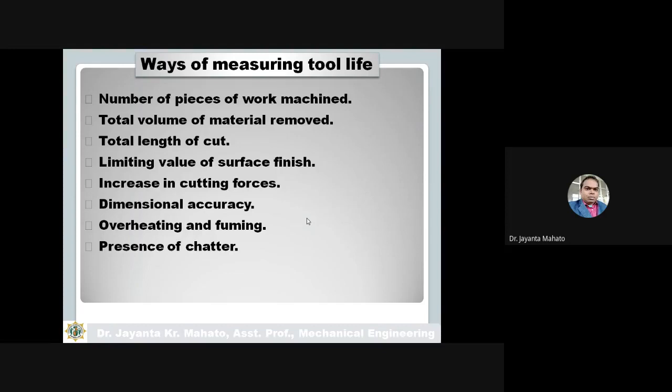Okay. Presence of chatter means during the machining, the chips will fall and in a ductile material the continuous chips will form. Now, in this case, actually, chatter does not form. But if the chatter forms, then you can tell that the tool has exceeded its life. Its life is finished. Then you have to resharpen the tool. Okay, so this is the way of measuring the tool life, means how many total pieces were machined, how much total volume of material was removed, and how much total length was cut.